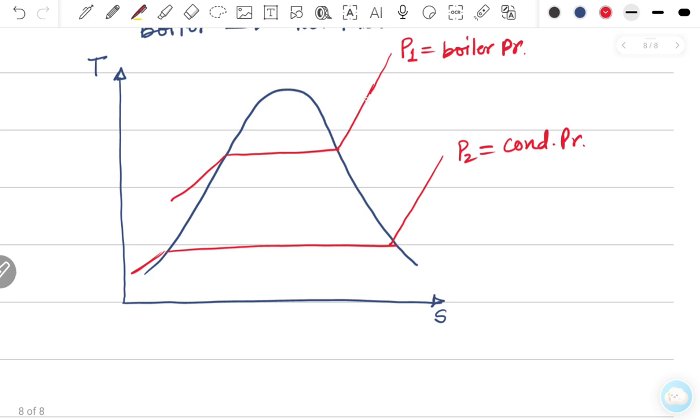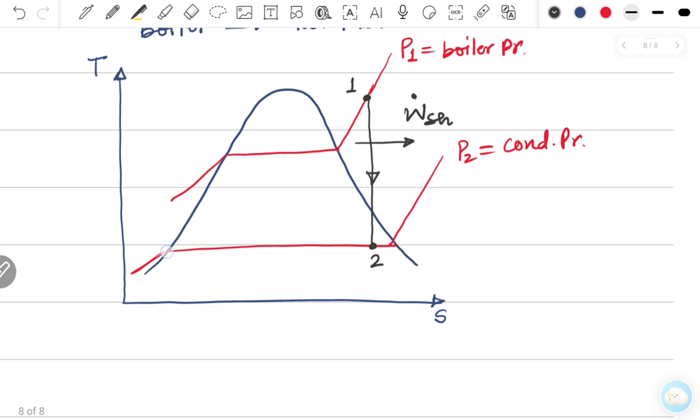So now initially the state of the steam is here, 1. Then from here the expansion happens reversible adiabatically in the turbine. Let's say this is 2. So in this process the shaft work is generated, and the conversion from high pressure steam to low pressure steam happens.